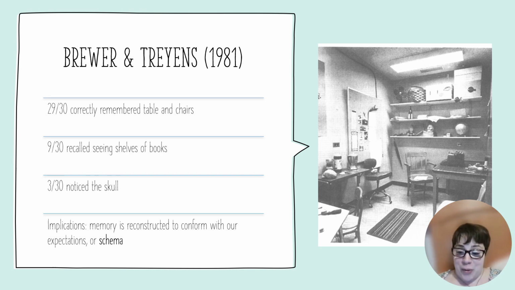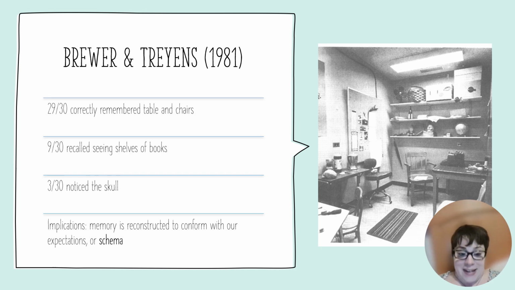But there were also less typical items that most of our office schemas wouldn't include, right? So, for example, only 3 out of 30 people noticed in their drawings or their list of objects that there was a skull on the shelf, right? Because most academic offices are not going to include body parts, right? That's kind of strange and unusual.